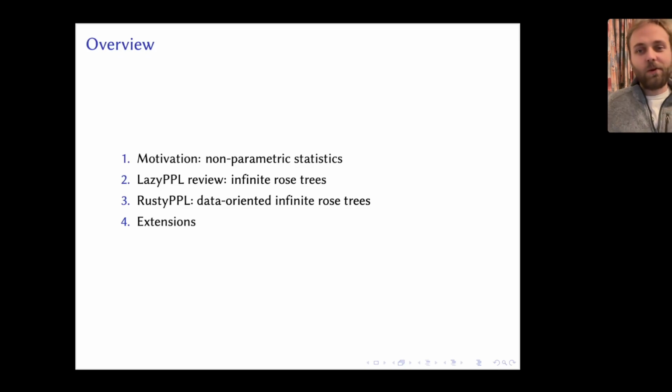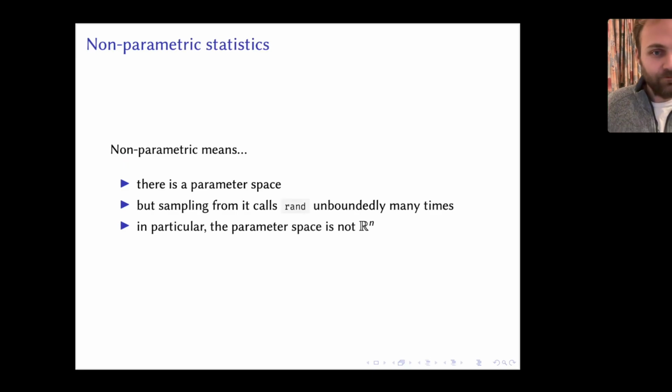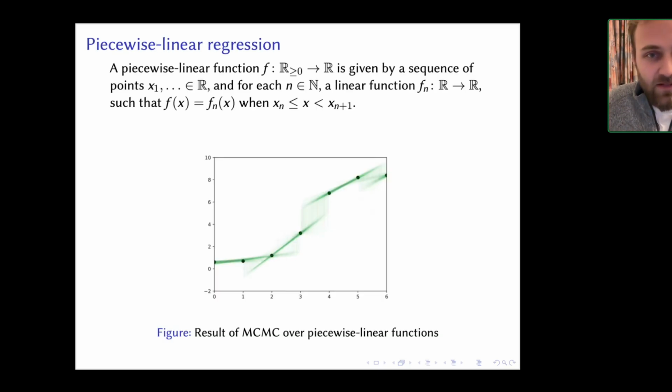So, backing up a couple layers, I want to start by talking a little bit about why we care about non-parametric statistics. So what is non-parametric statistics? It's kind of a confusing name because there is still a parameter space conceptually. It's just that sampling from the parameter space calls rand unboundedly many times. So the parameter space is just not Rn. That's all it means.